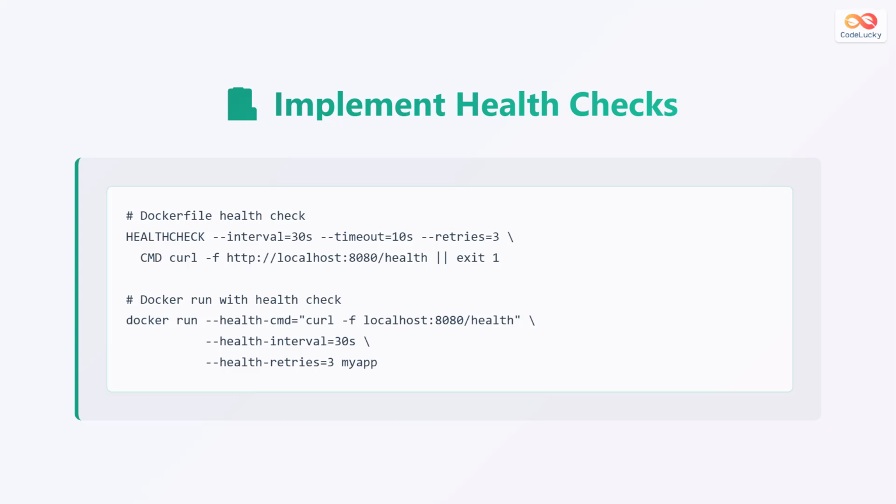Implementing health checks in your Docker containers allows Docker to monitor the health of your applications and automatically restart unhealthy containers. In your Dockerfile, use the HEALTHCHECK instruction to define a command that checks the health of your application. For example, you can use curl -f to check if your application's health endpoint returns a successful response. You can also configure health checks when running a container using the --health-cmd, --health-interval, and --health-retries flags. These flags allow you to customize the health check parameters.